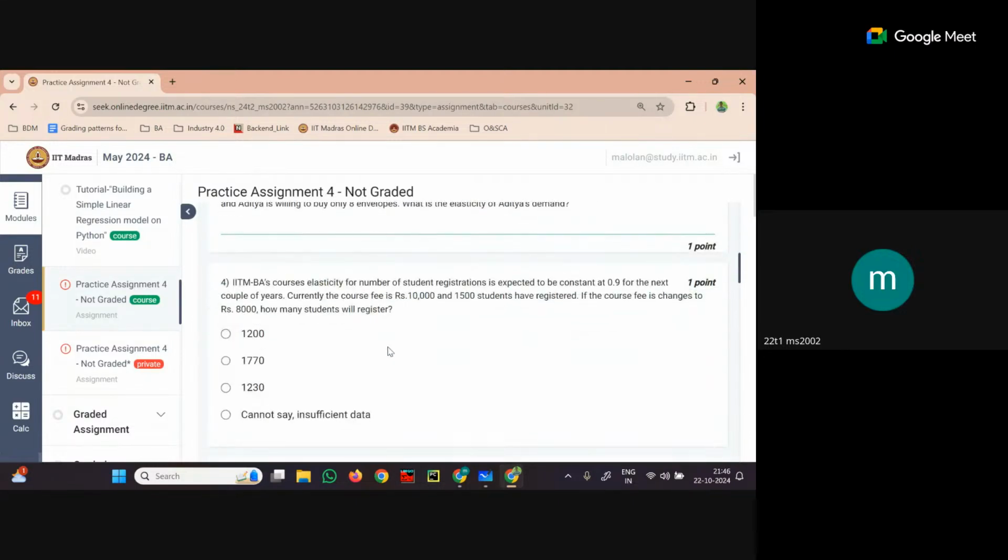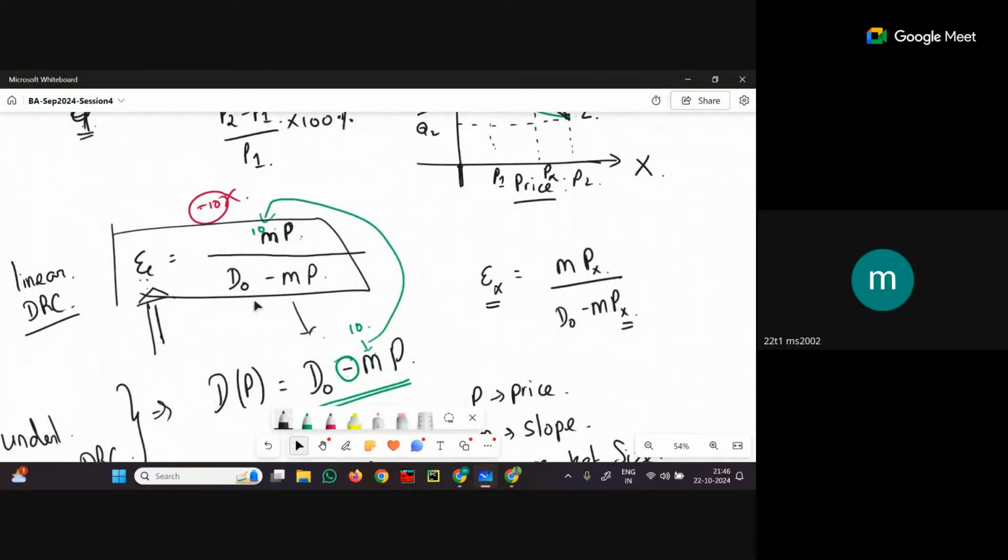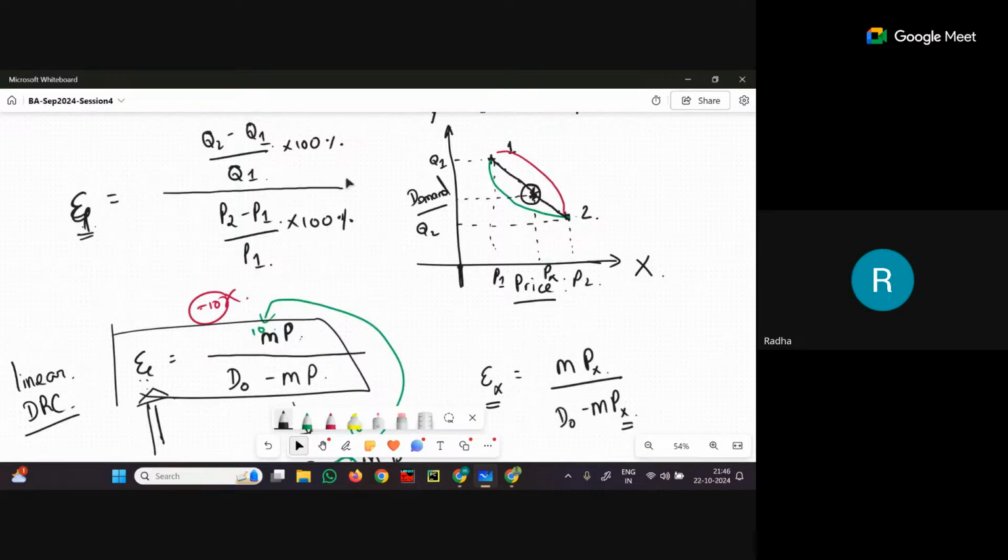Course velocity, the number of students registered, is expected to be constant at 0.9 for the next couple of years. Currently, the course fee. This question, how did you solve? You solved it using which one? This equation, no? I have solved it using no. I have solved it using yes.